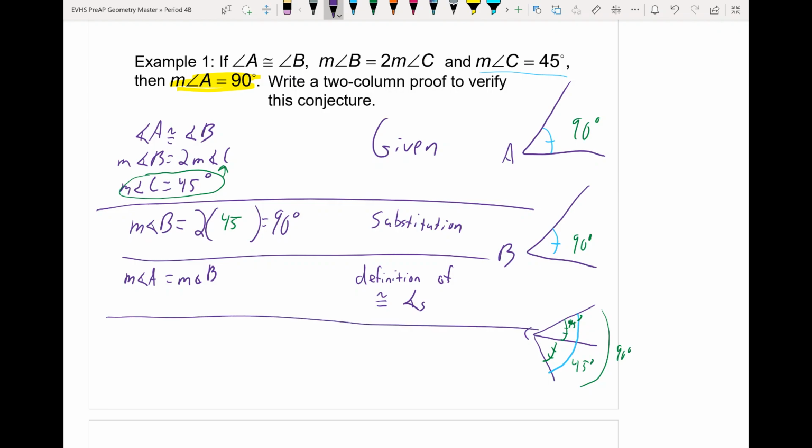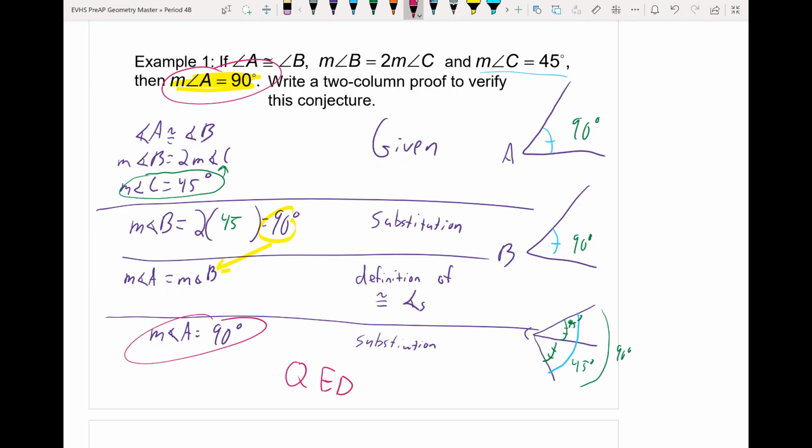Now that I know that the measure of angle A is equal to the measure of angle B, I'm going to take the opportunity to substitute this into the measure of angle B. So the measure of angle A is equal to 90 degrees, and that is substitution. Technically, you could have probably also used the transitive property there, but now I have measure of angle A equals 90 degrees. I'm going to go ahead and throw in my QED because I'm finished.